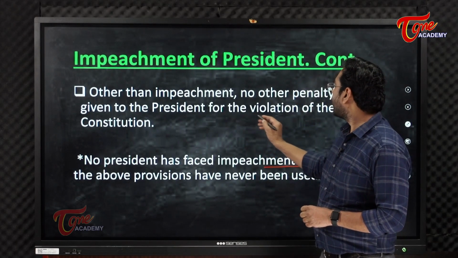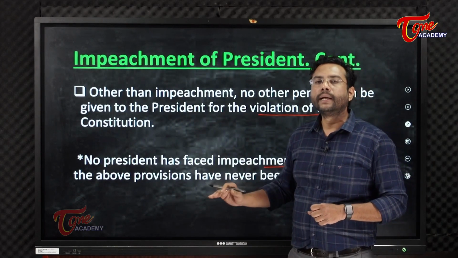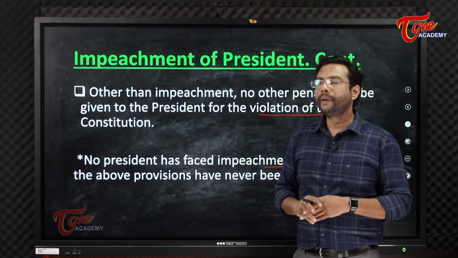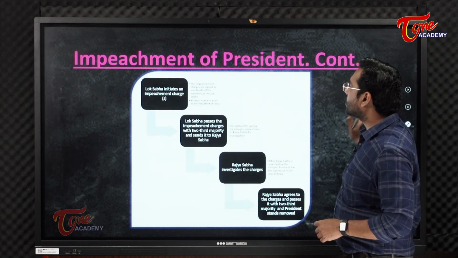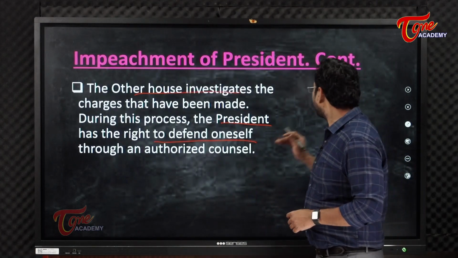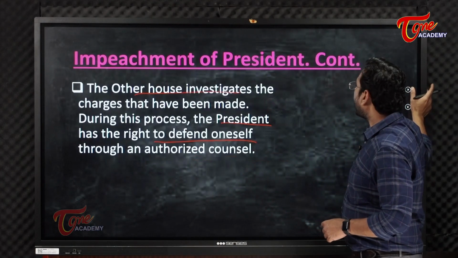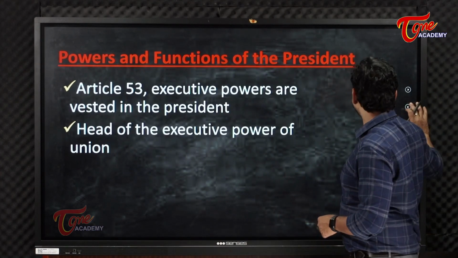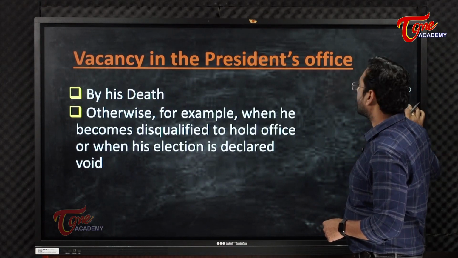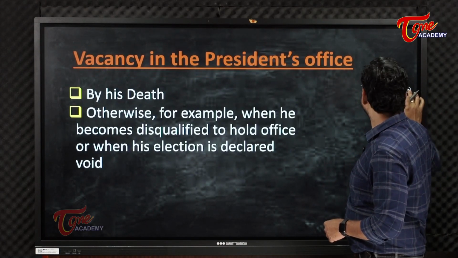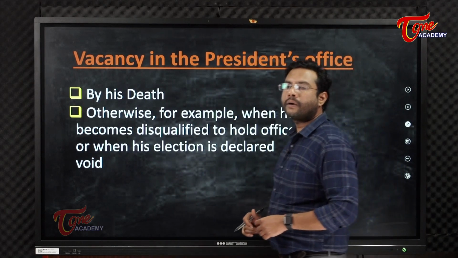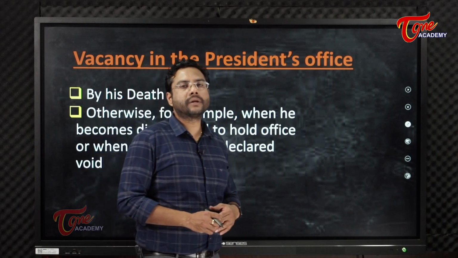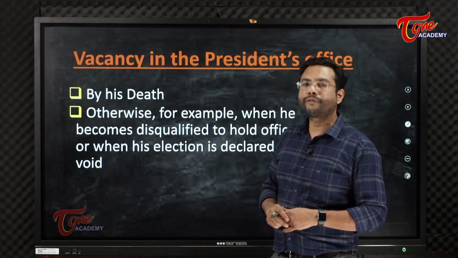Only for grave violation of the constitution would the charges of impeachment be levelled, or the impeachment bill be introduced in either of the houses. So this is a small flow chart where we say that the impeachment bill is introduced. Okay, we'll discuss the powers and functions of the president, but before that, in what conditions does a vacancy generally happen in the office of the president?